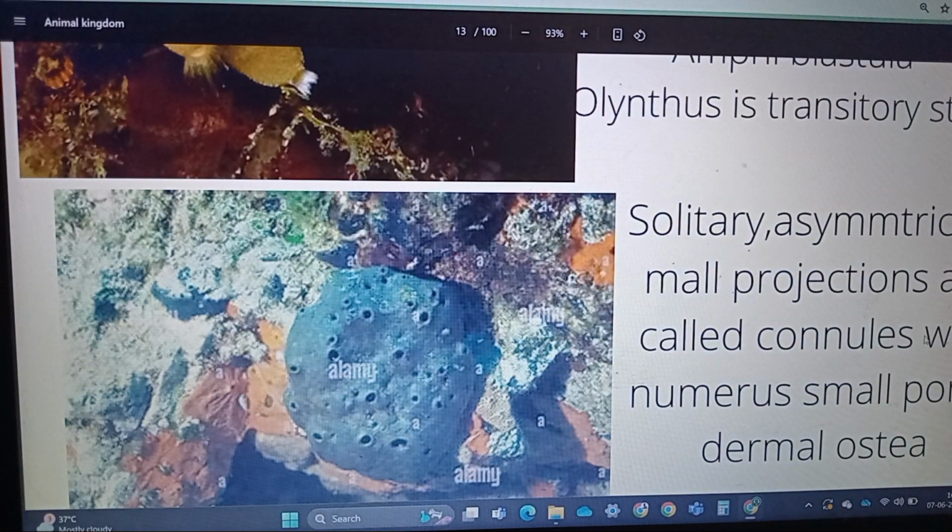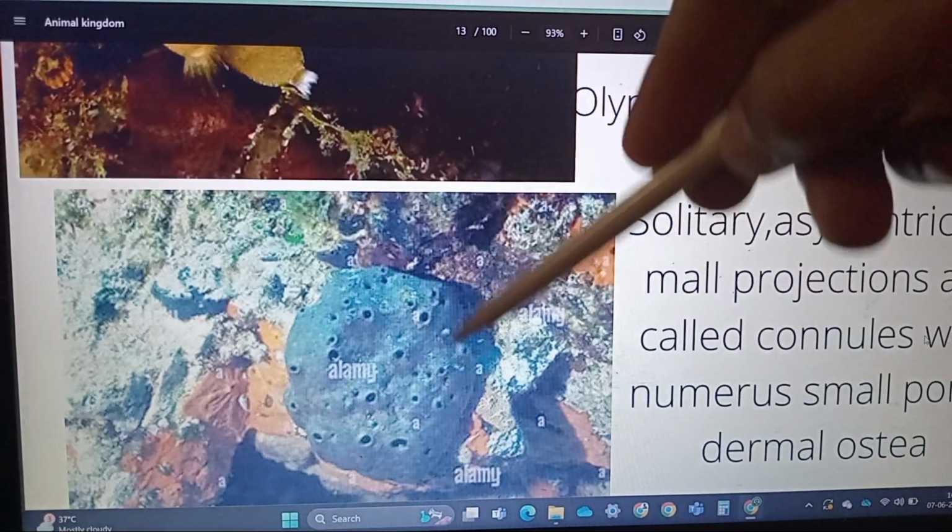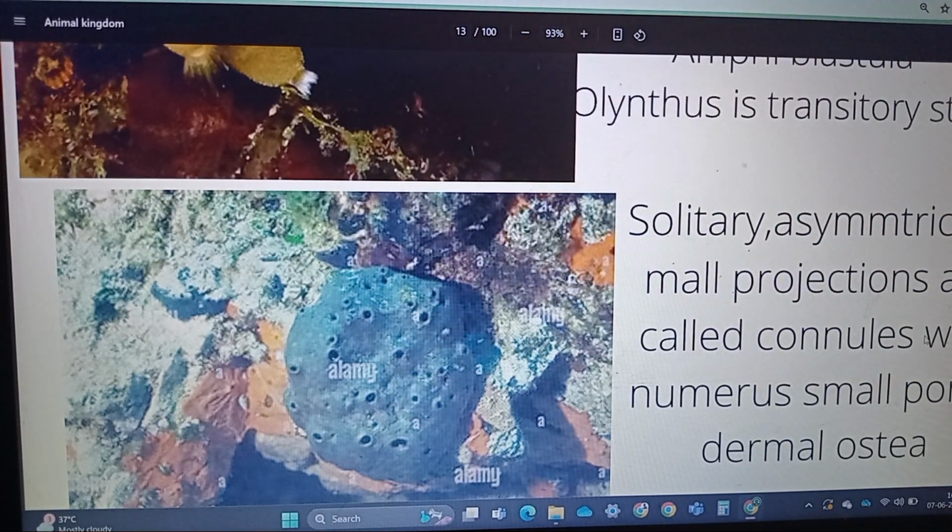The third example is Euspongia, which is also called the bath sponge. The characteristic feature of all sponges is the multiple small holes through which the water enters into the central cavity called spongocele.